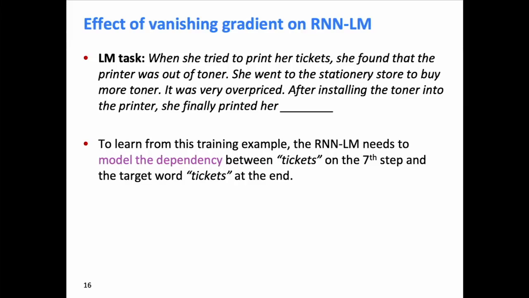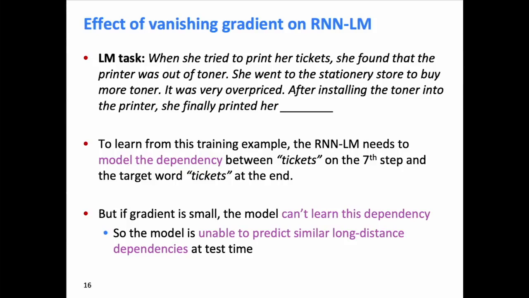But if we have the vanishing gradient problem, then the gradients of the last step with respect to the early step are going to be very small because it's a fairly long distance, right? And this means that the model is going to be unable to learn this dependency easily or at all. So if the model can't learn this kind of dependency during training, then the model is going to be unable to predict similar kinds of long-distance dependencies at test time.